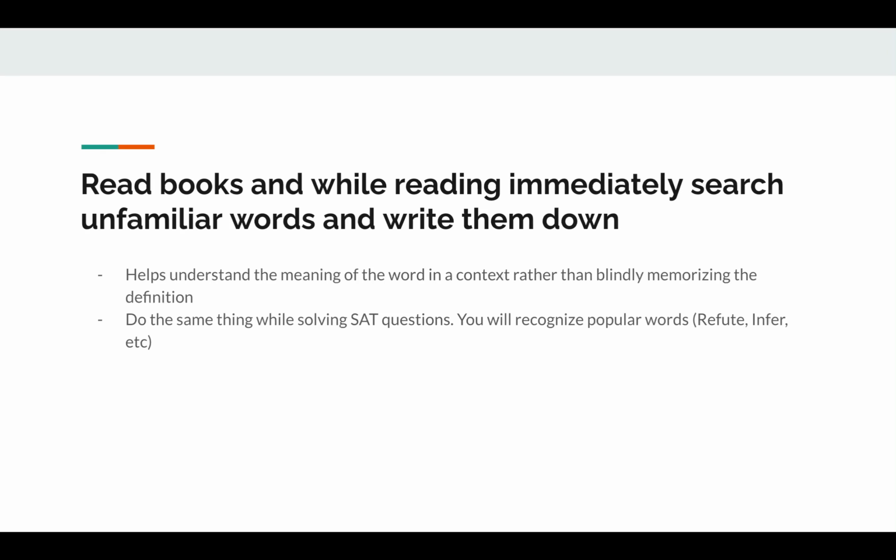This is much more effective than blindly learning the definition of 300 most popular words for the digital SAT. Yeah, this is a big mistake that some people do. This helps understand the meaning of the word in a context rather than blindly memorizing the definition. And as I said, do the same thing while solving SAT questions. When you do this, you will recognize certain patterns and popular words. So the SAT has certain popular words, and I don't remember all of them, but two of them that I remember are refute and infer. So make sure to do this to identify similar patterns.